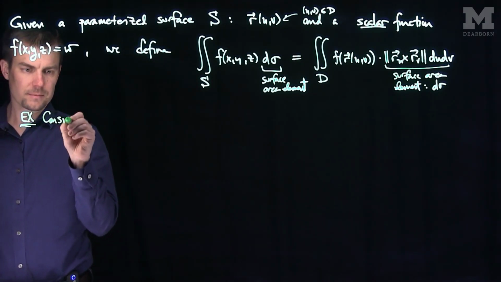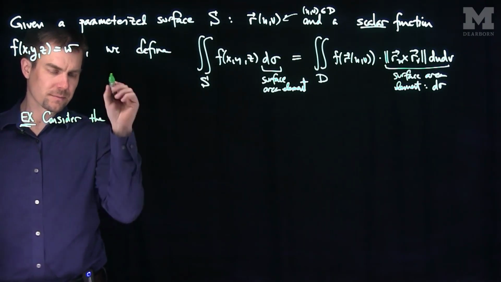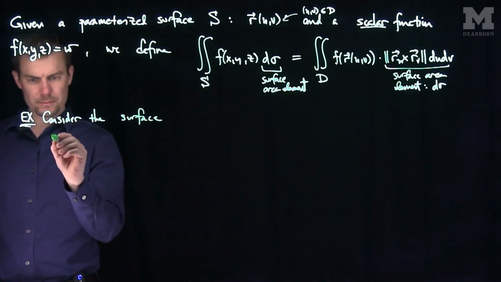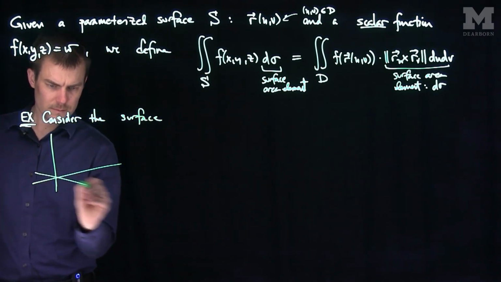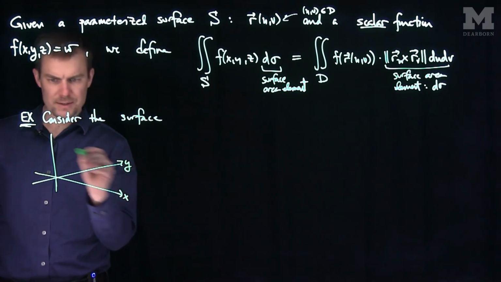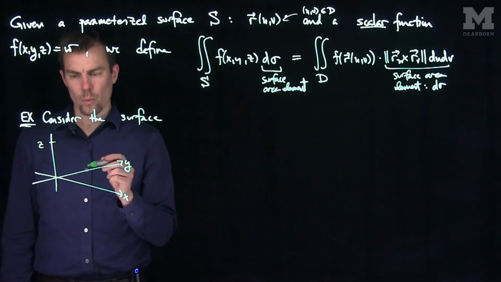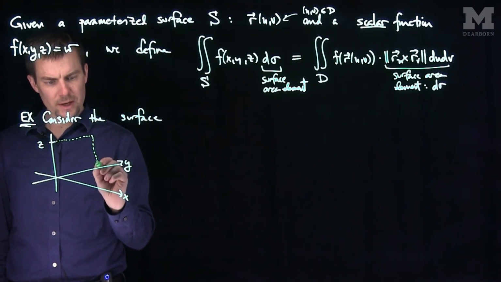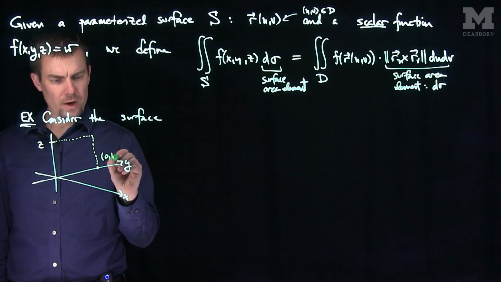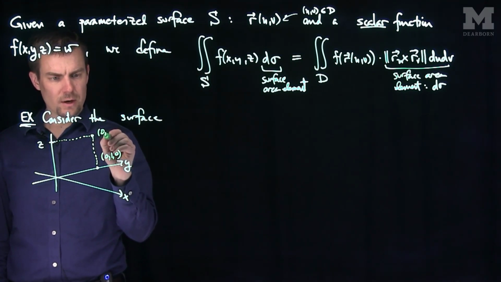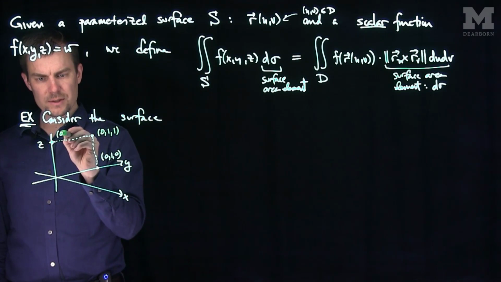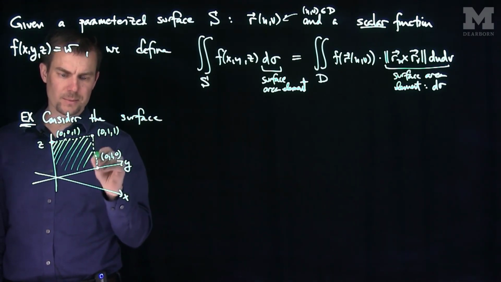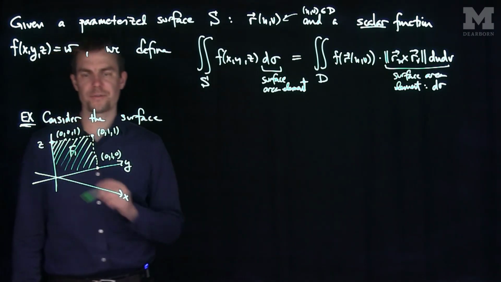Let's consider the surface, and I'm just going to draw it. So here's the x-axis, here's the y-axis, and then here's the z-axis. I'm going to look at the unit square in the yz plane. This is the point 0, 1, 0. This is the point 0, 1, 1. And this is the point 0, 0, 1. This is going to be one part of my surface. I'm going to call that F1, my first face of my surface.